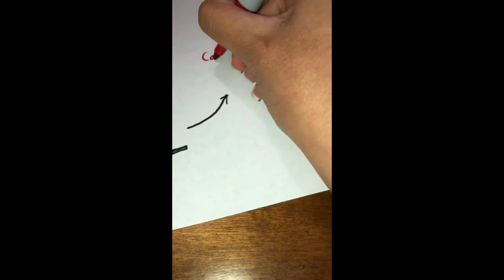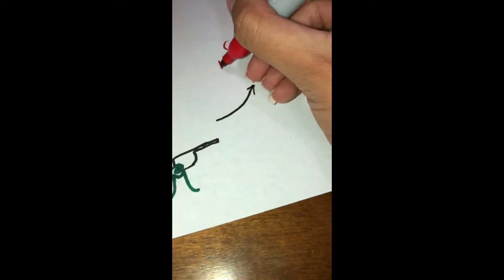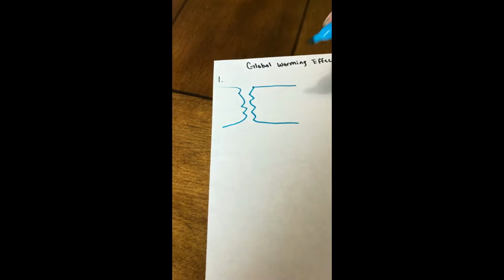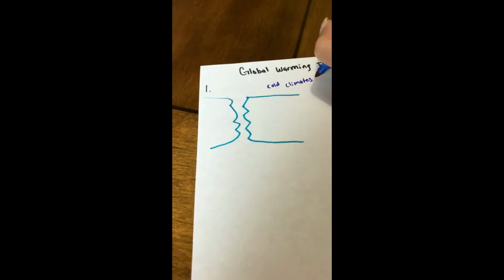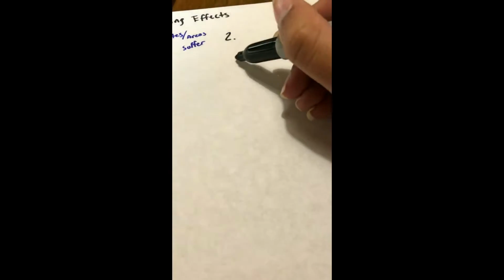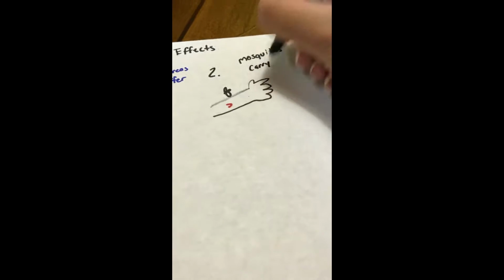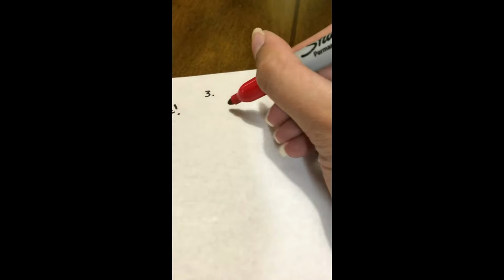When the CO2 level is too high, it has a huge effect on our planet. Global warming is the result. Global warming causes cold climate areas to increase in temperature. This can lead to ice melting and animal extinction. It can lead to species who thrive in warm habitats to expand, for example, mosquitoes, which carry dangerous diseases.